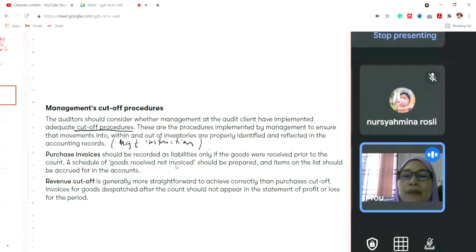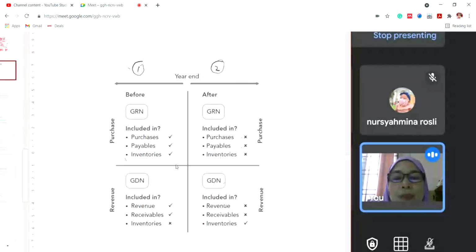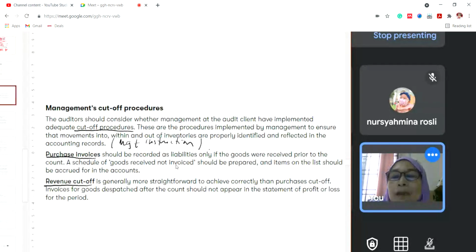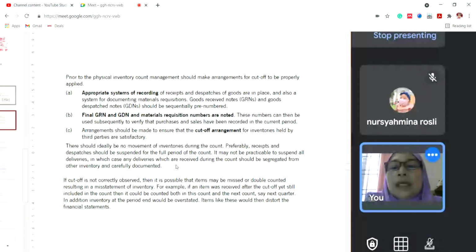This one we have discussed, on how you have to consider the purchase invoice and revenue cut-off from the management point of view. This is what we talked about just now. The management should take proper procedures on when to recognize revenue and liability.